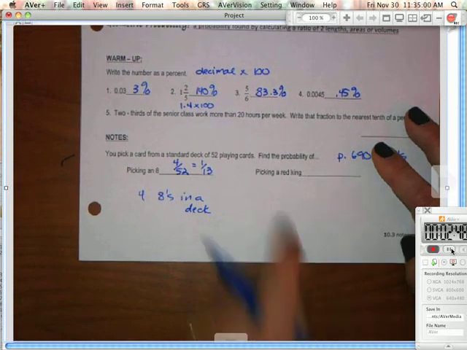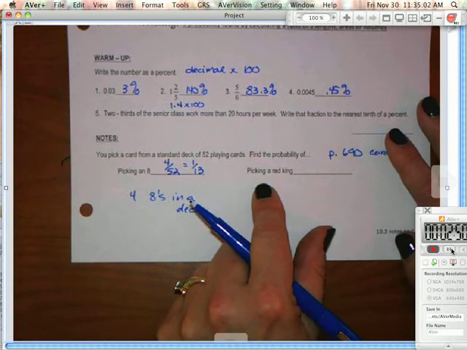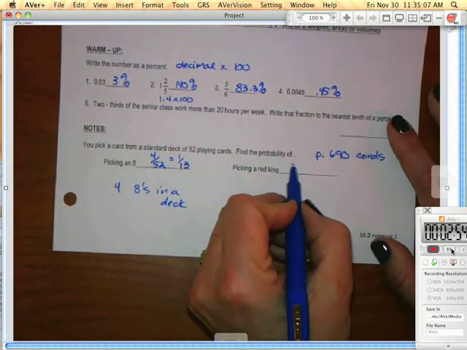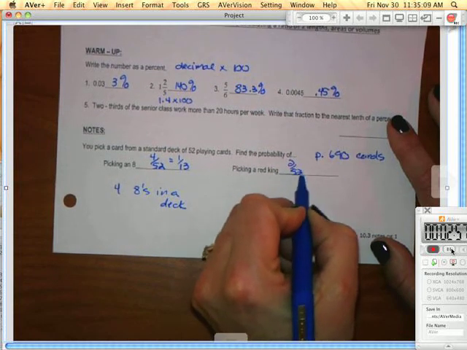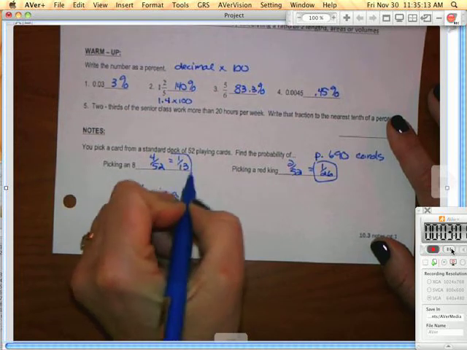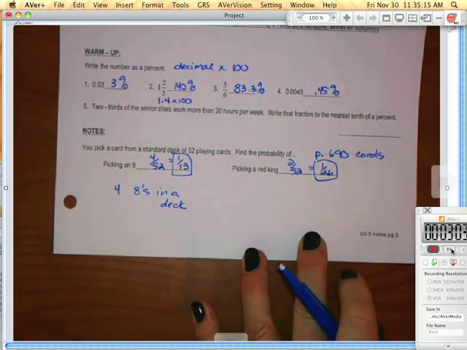And then here it says picking the chances of picking a red king. Well, there's 4 kings, but only 2 of them are red. So it's going to be 2 out of 52, which is equal to 1 out of 26 chance. And that is that, just basic probability for that. Okay, this one we're going to add a little bit more in.